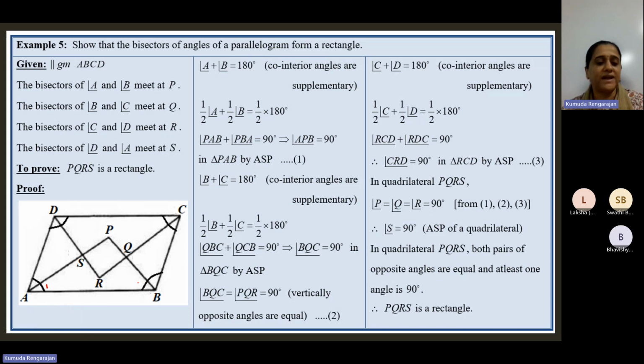So angle 1 plus angle 2 is 90, so angle 3 is 90. Then angle 4 plus angle 5 is 90, so angle 6 is 90. So angle 7 is 90 because vertically opposite angles are equal. Then angle 8 plus angle 9 is 90, so angle 10 is 90. That you'll get inside the triangle itself. Only here you should use vertically opposite angles. Or if you use this side also, you should use vertically opposite angles.